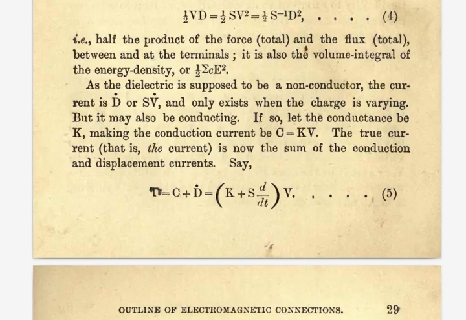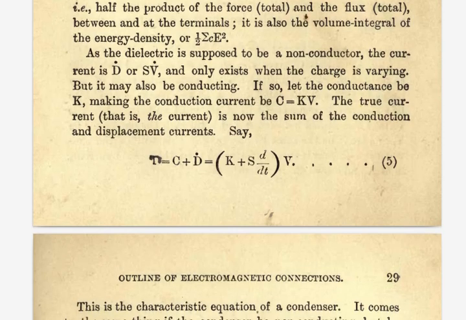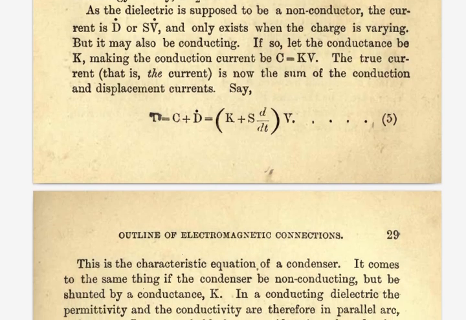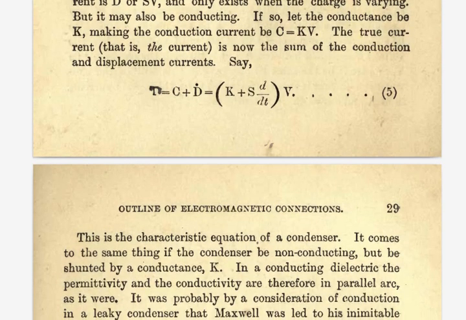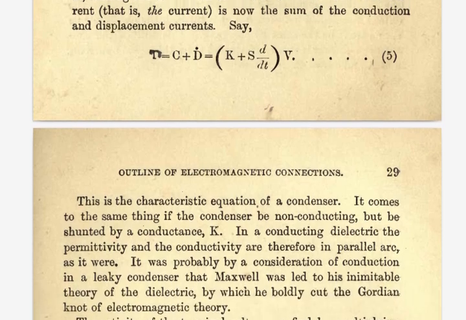As the dielectric is supposed to be a non-conductor, the current is D dot or S V dot, and only exists when the charge is varying. But it may also be conducting. If so, let the conductance be K, making the conduction current C equals K times V. The true current is now the sum of the conduction and displacement currents. Say, tau equals C plus D dot, equals brackets K plus S d over dt all times V.